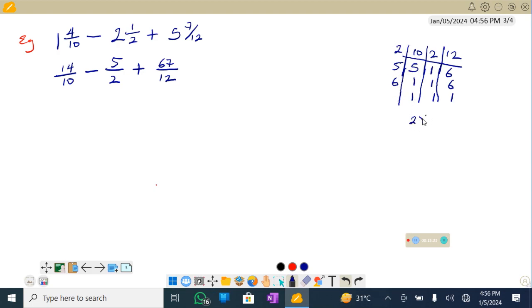So that will give me 2 times 5 times 6. That will give me 60. Okay, so our LCM is 60. So that's what I'm going to use to work that out. So LCM 60. 60 divided, just like what we are doing before. So 60 divided by 10, that will give us 6.